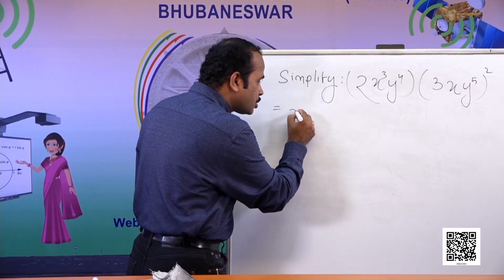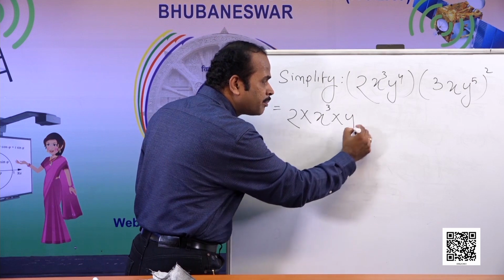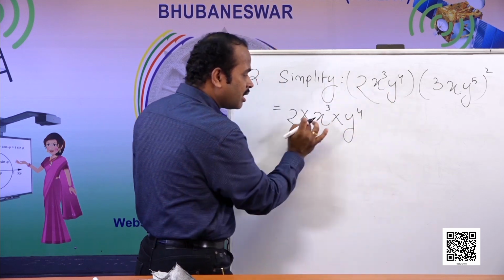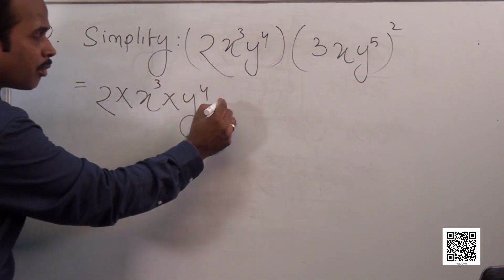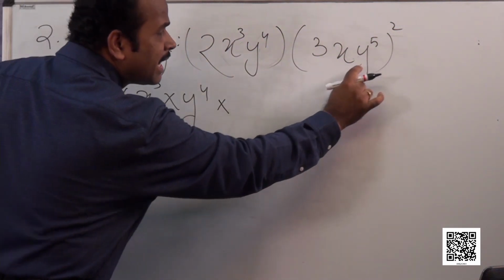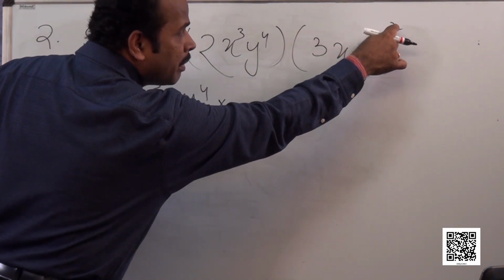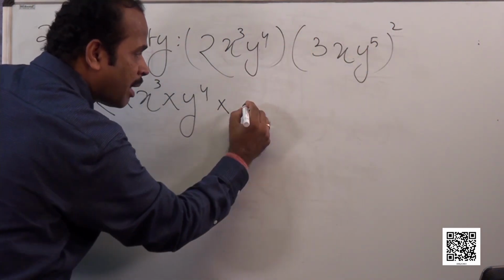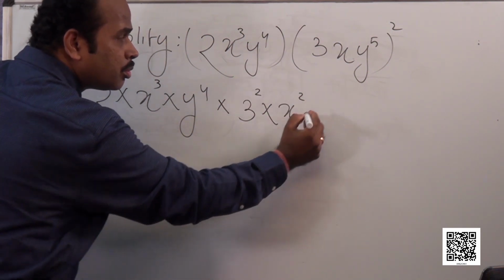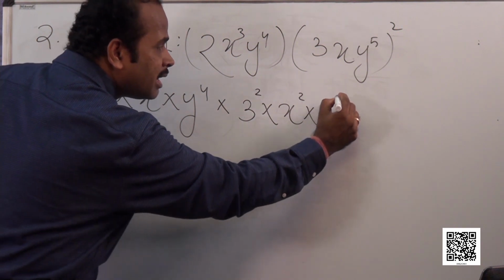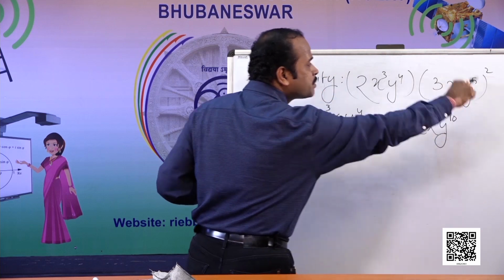Now this is 2 into x to the power 3 into y to the power 4. Splitting this term individually, I can write it as 2 into x to the power 3 into y to the power 4. But here this entire expression has another power, power 2. So this power 2 will be applied to every individual term's power. So now 3 to the power 2 into x to the power 2 into y to the power 10. So this 2 becomes each individual term's power now.